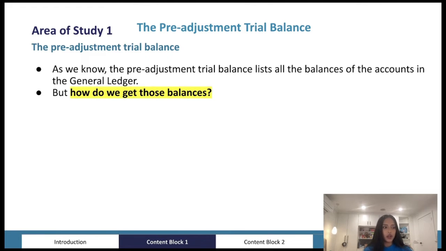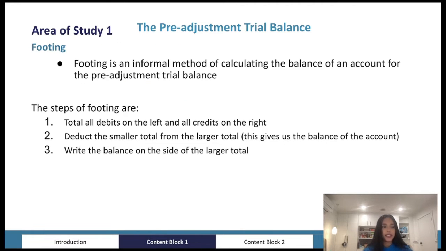And as we saw, the pre-adjustment trial balance lists all ledger accounts and their balances, but how do we get those balances? So there are a few balancing methods. The first one is footing, which is basically a method of informally calculating the balances of accounts for the pre-adjustment trial balance. There are 3 steps to footing.